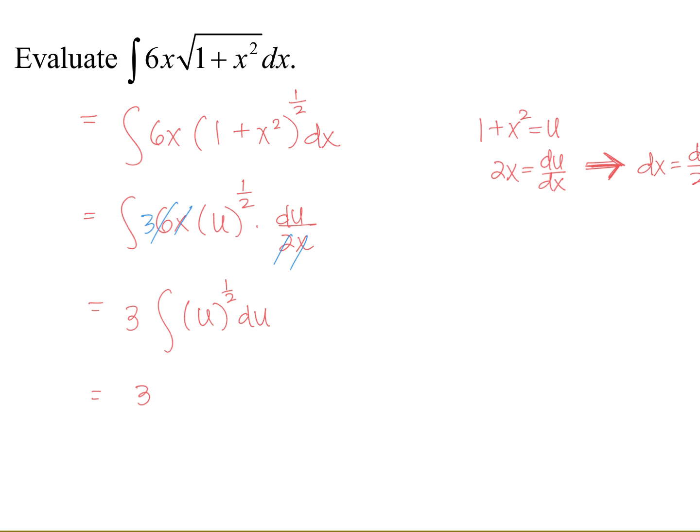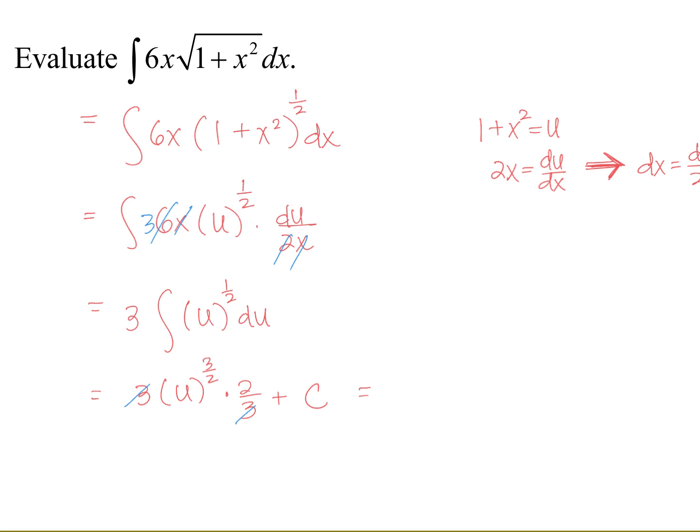So my antiderivative will be 3 u to the 3 halves. So we're raising the power, and then dividing by the power of 3 halves. Or it's cleaner to multiply by the reciprocal. So multiply by 2/3 instead, plus c. And then you reduce that and come up with your final answer.